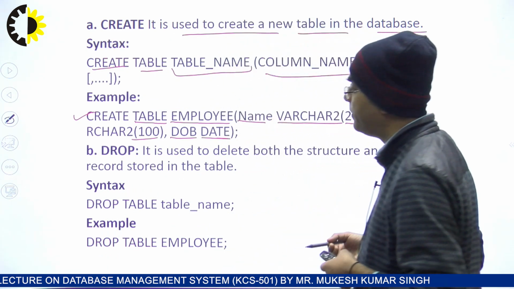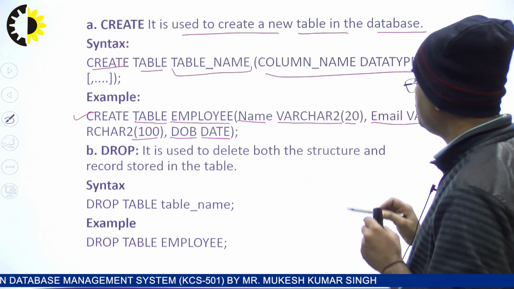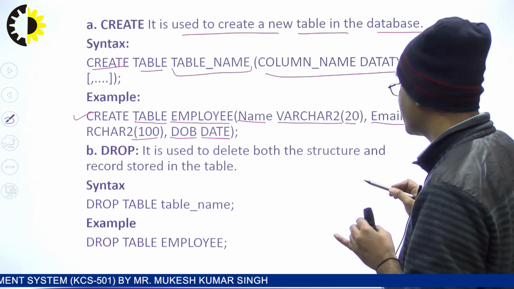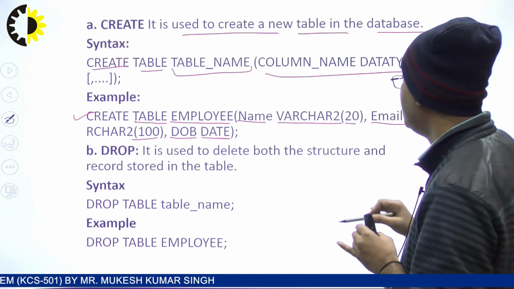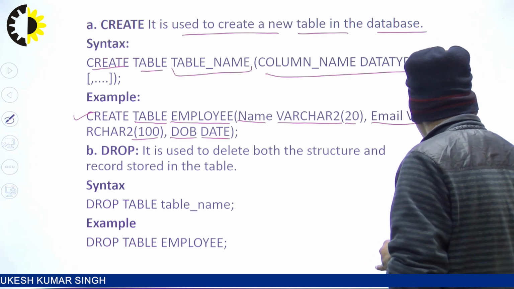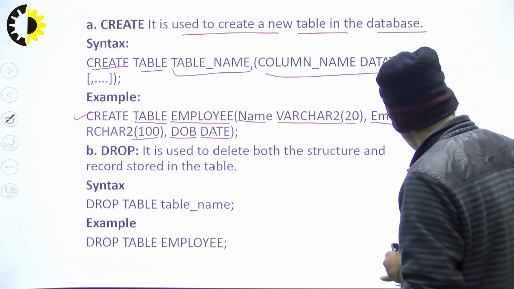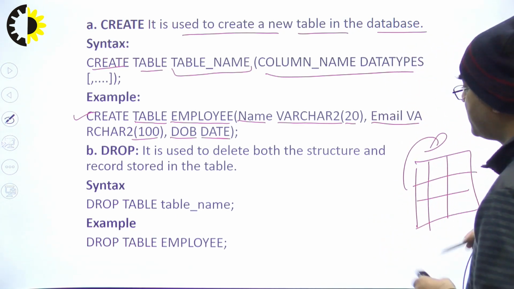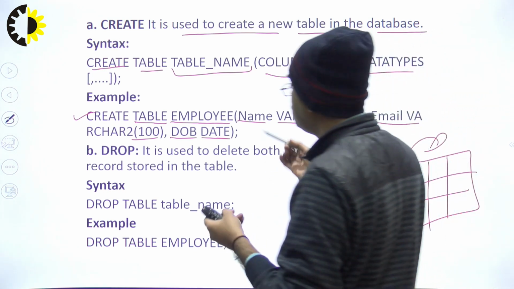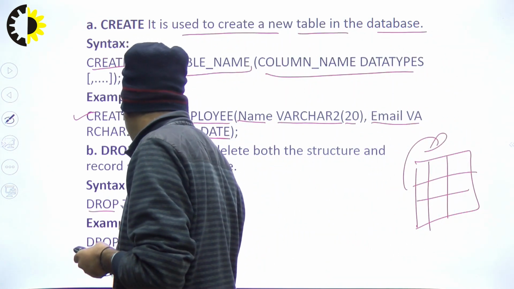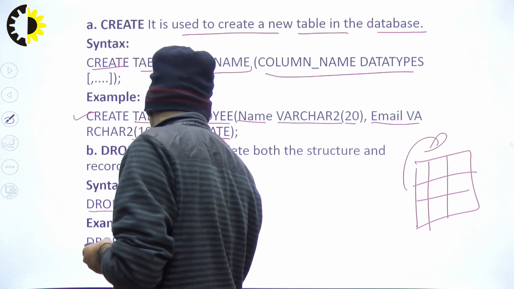Next one is the drop. Drop is used to delete both the structure and the records stored in the table. Let's suppose we have a table and we want to delete the entire table, the structure of the table, as well as the records of the table. Then we have to use the drop command. And what is the syntax of drop? We have to write drop, then table, then the table name.